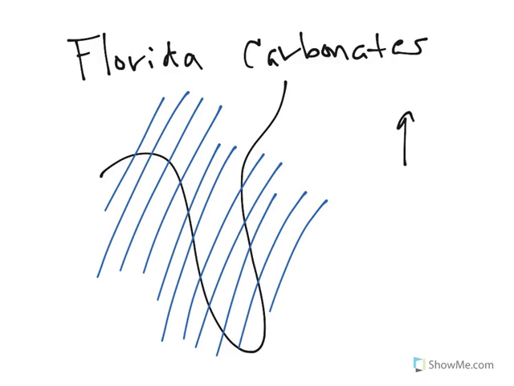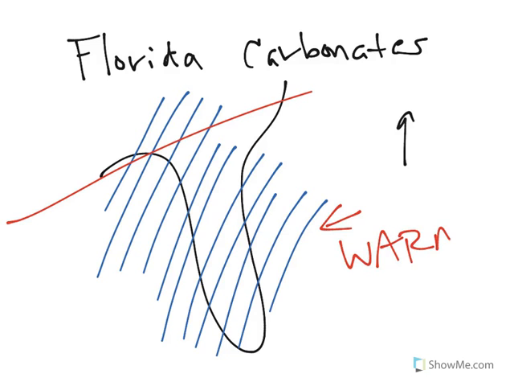So Florida is covered by water, and we know that the equator is somewhere nearby. Because the equator is somewhere nearby, we can expect this water to be very warm. And if this water is very warm and we're close to the equator, what should we expect to see? Hopefully you said coral reefs, which is correct.